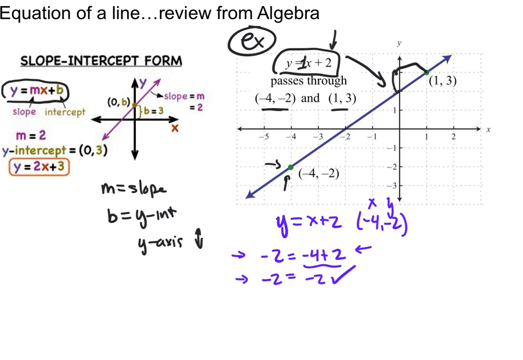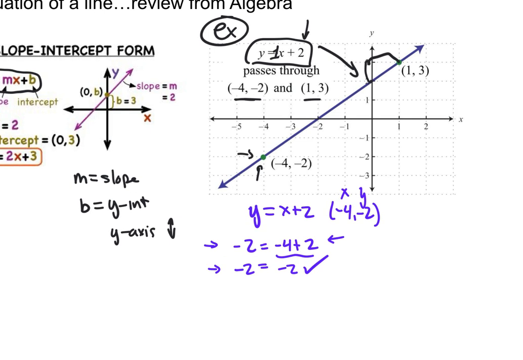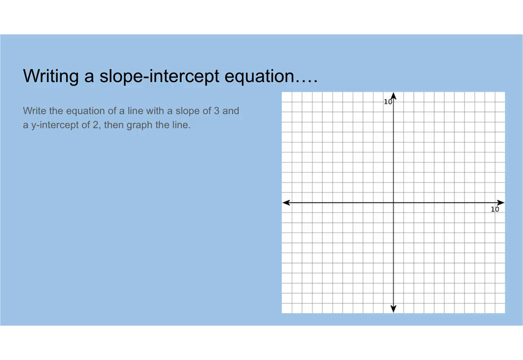Likewise for (1, 3). If I take 1 for x and 3 for y, well, 3 equals 1 plus 2. Check, that's what that means. That means it satisfies that equation.